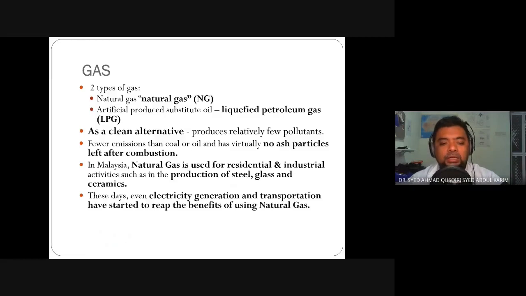In Malaysia, natural gas is used for residential and industrial activities, especially for industries which are power hungry, like production of steel, glass, and ceramic. So these days, electricity generation and transportation have started to reap benefit using natural gas.